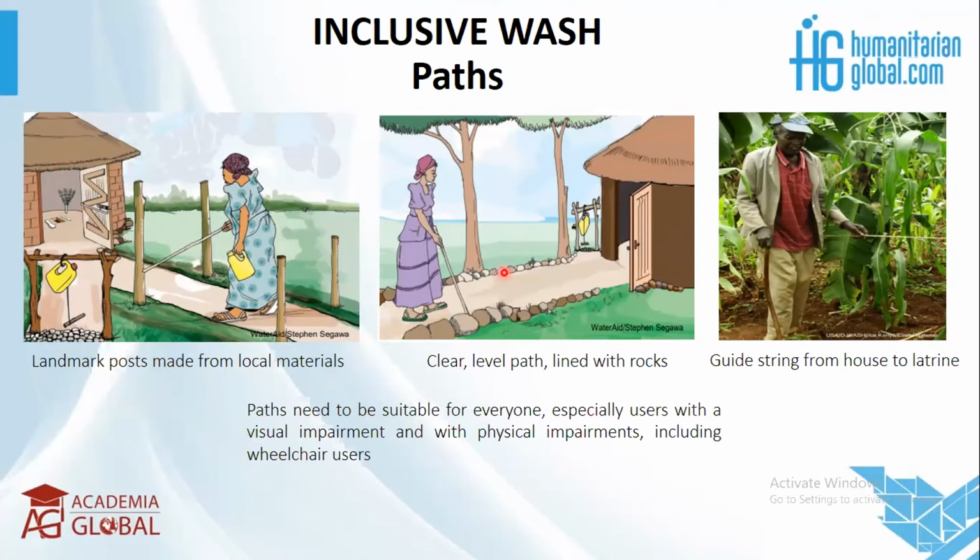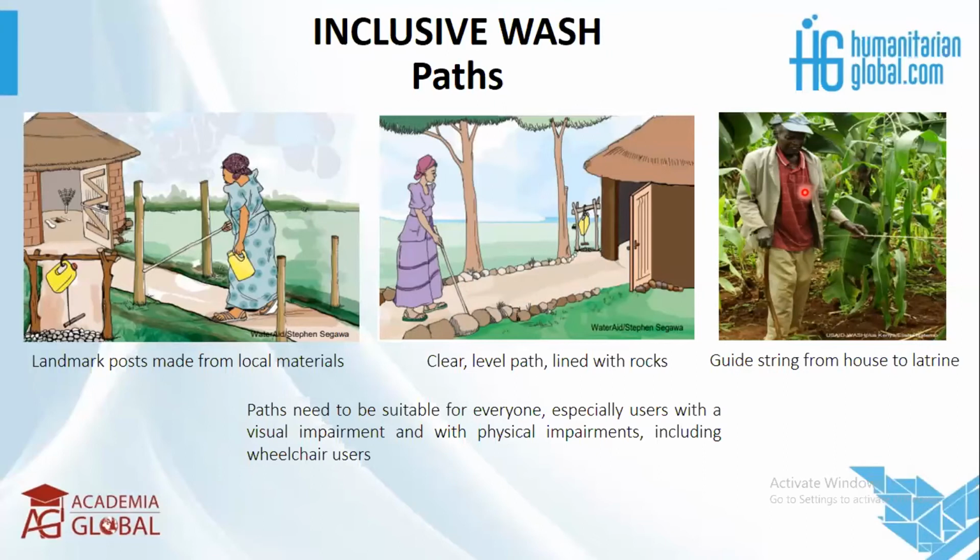Another way, in the second photo here, is that the path is clear and level and it is lined with rocks. The rocks are able to tell this person that they should not deviate from the path. So these are just guiding this person who is visually impaired to be able to access a sanitation facility. One other way, from the third photo, is where they use a string. This is a string that guides the person from the house to the latrine. This is someone who is also old and visually impaired. So when they use the string, they should be able to access a latrine.